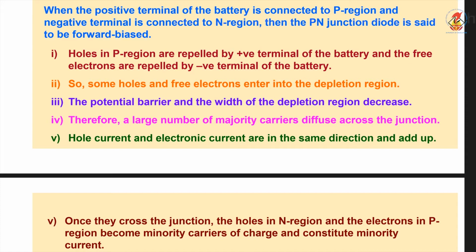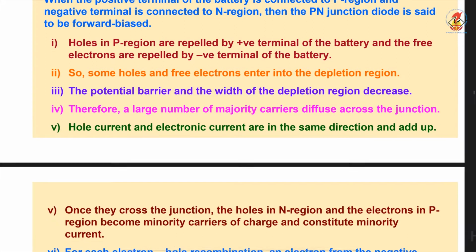Okay, what we have discussed is what I am showing here. So you can copy this as notes. The potential barrier, as we discussed, and the width of the depletion region decrease. Therefore, a large number of majority carriers will diffuse across the junction. Hole current and electron current are in the same direction and they get added up.